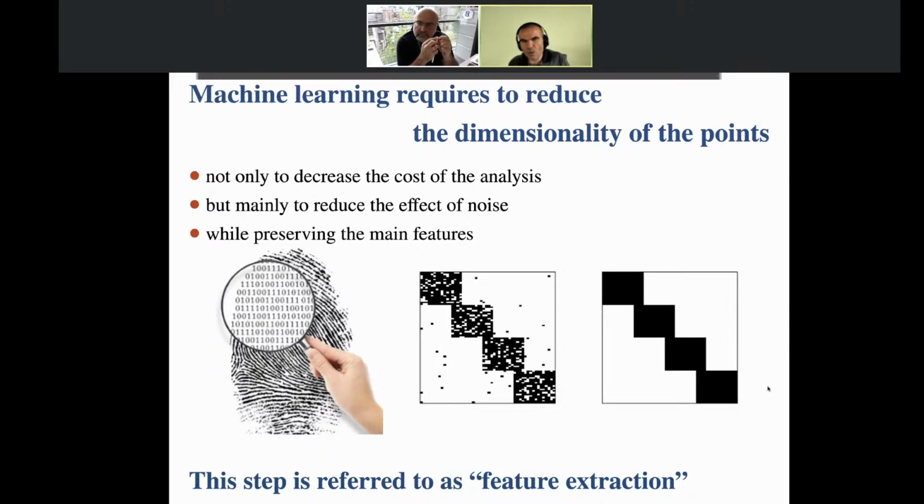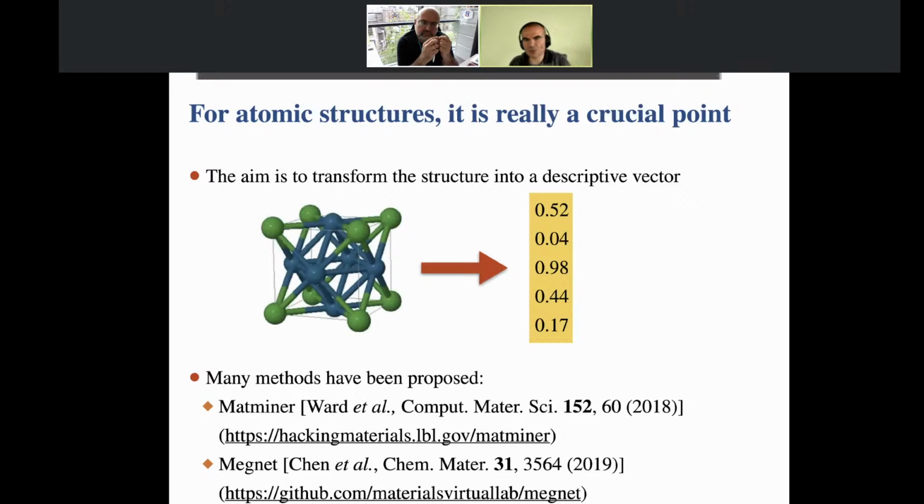In terms of atomic structure, this is really a crucial point. We're trying to transform a given structure into a set of numbers, which can be put into a vector, describing the structure. There are many different methods. Those that I will be using here are, one, called ML4Science, both of them are open source, and you have the links here where you can go and check them. And the second one is called Magnet. I will come back to that.